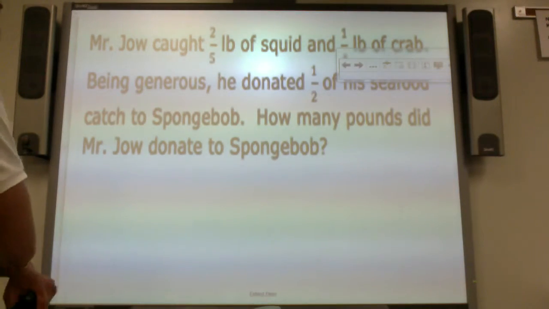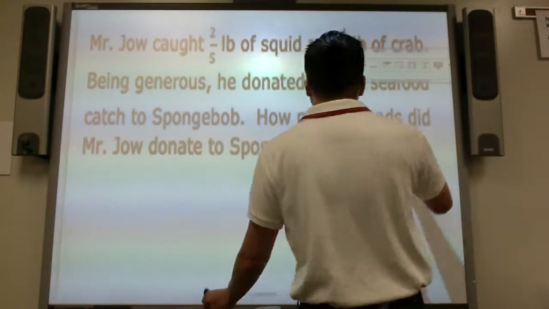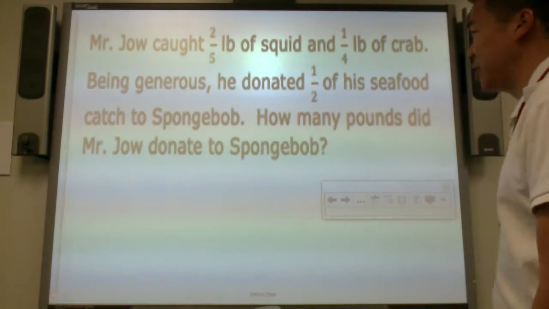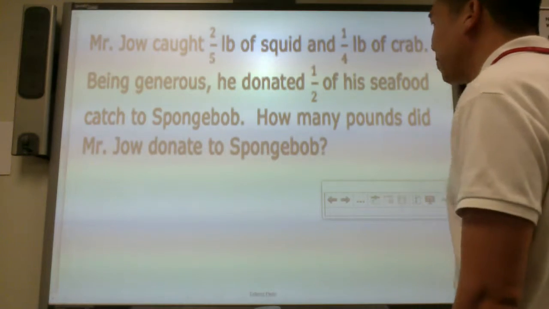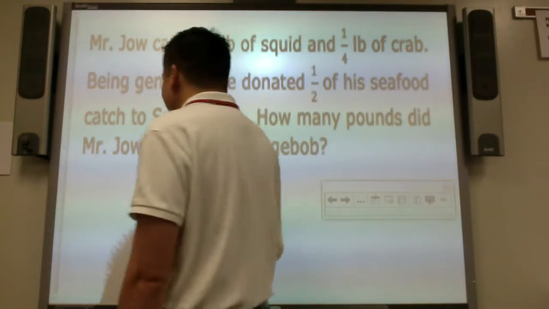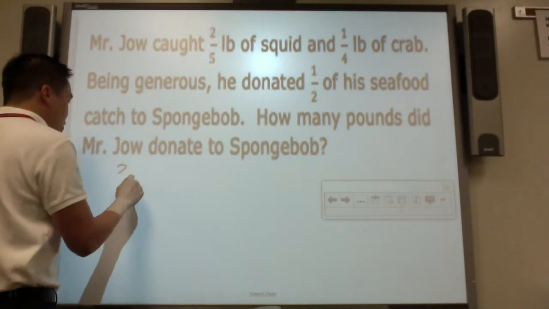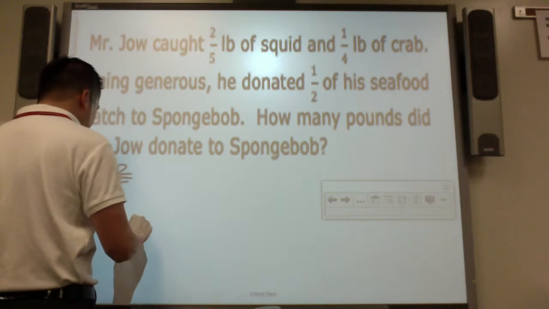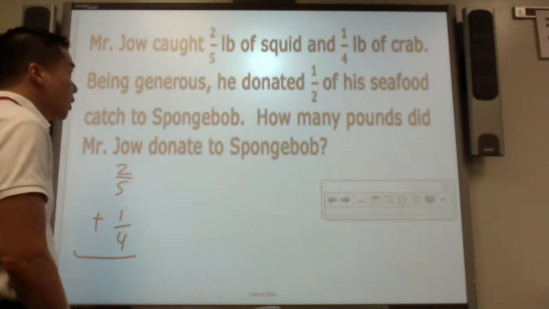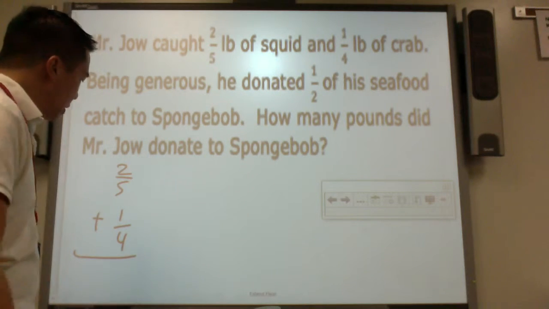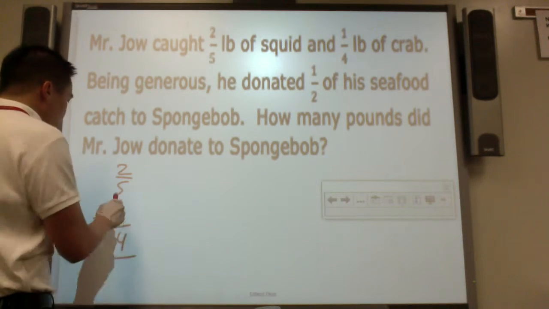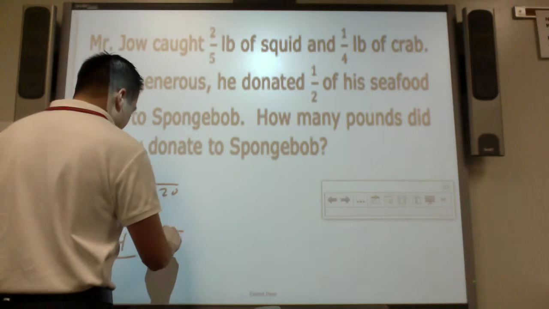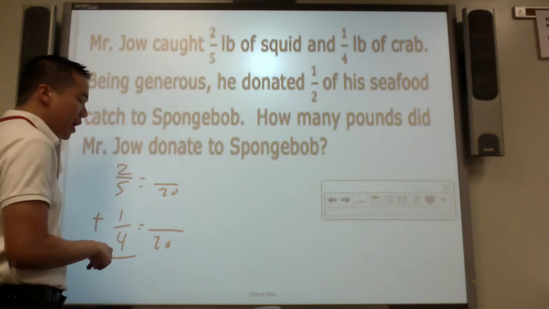And last one. Mr. Joe caught 2/5 of the squid and 1/4 of crab. Being generous, he donated half of his seafood catch to SpongeBob. How many pounds did Mr. Joe donate to SpongeBob? So he caught 2/5. Then he caught 1/4. I want to know how much he caught in all. Do you remember your common denominators? What do 5 and 4 share as a common denominator? 20.